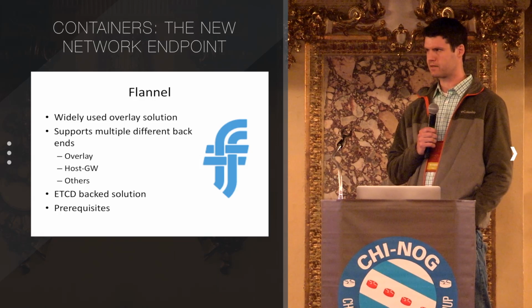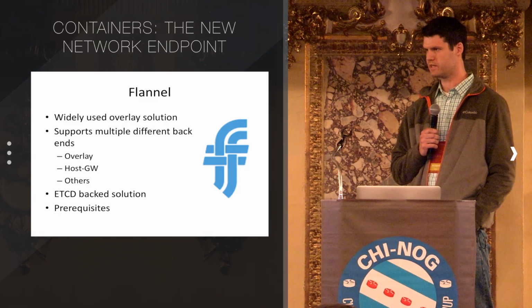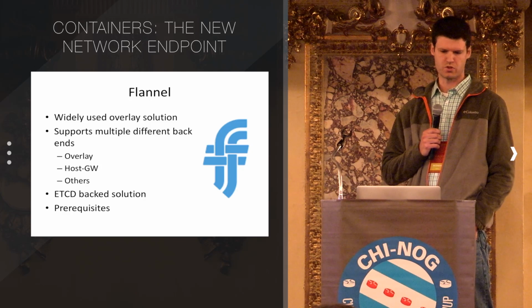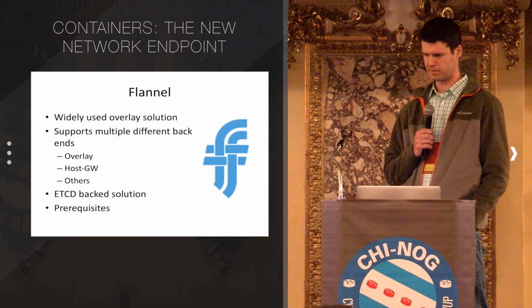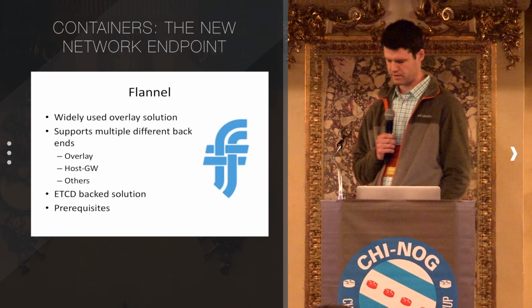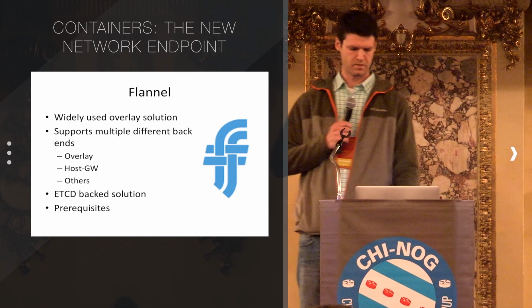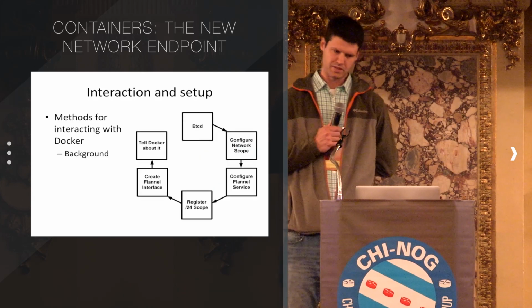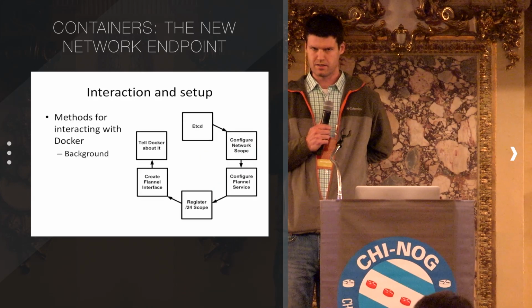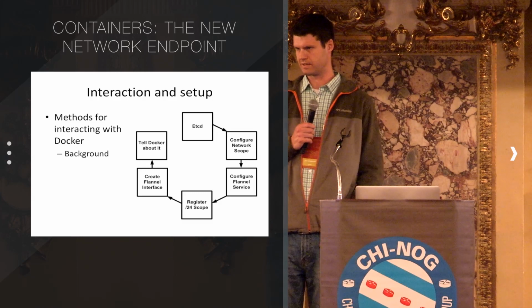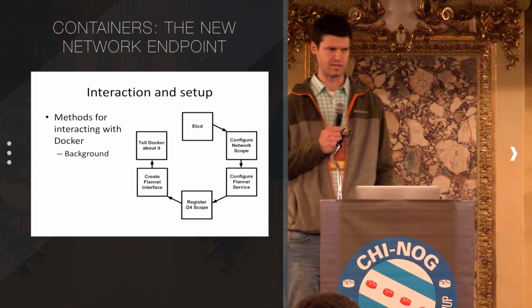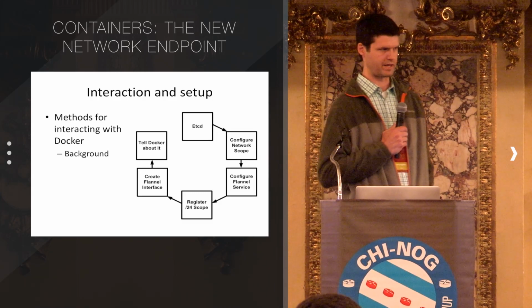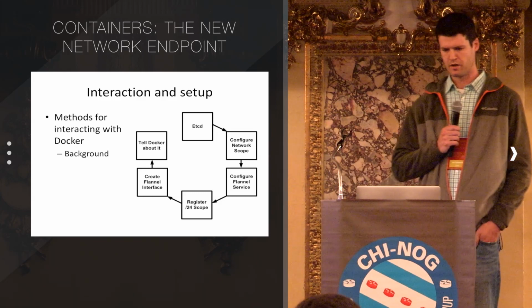It is an etcd-backed solution, meaning that it requires a third-party key value store. And there's some interesting sort of prerequisites. This is sort of a theme we see with container networking to get things up and running. So what's interesting to me about Flannel specifically is how it interacts with Docker. It sort of interacts with Docker without telling it it's interacting with Docker. So Docker doesn't realize that it's using, by default, an overlay network to achieve container connectivity.